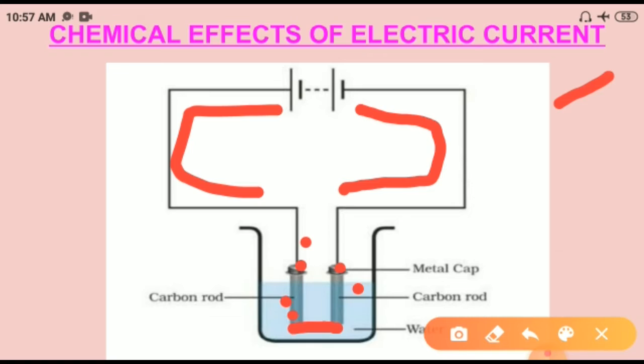Is lemon a good conductor of electricity or not? The lemon juice is a good conductor of electricity. At the same time, the water is a good conductor of electricity. Here the current is passing through the two carbon rods.